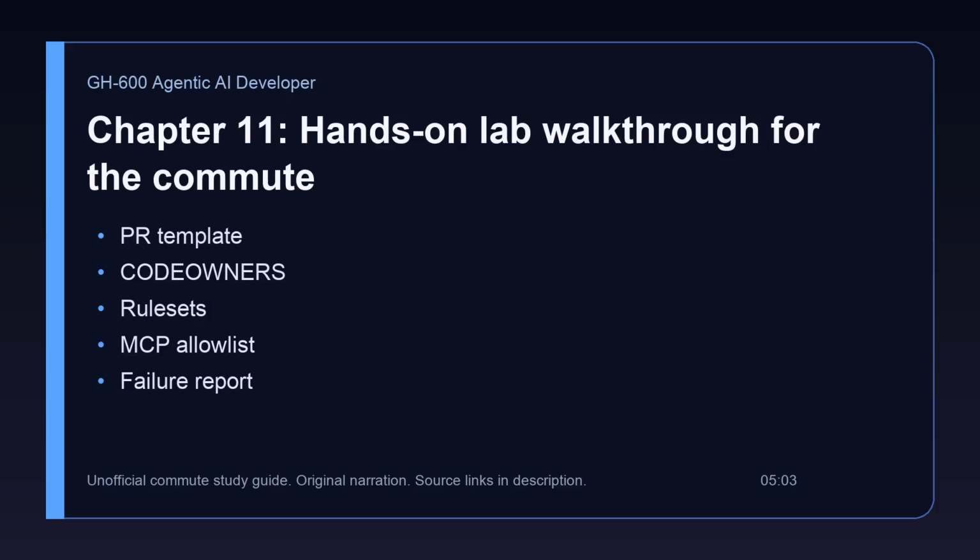The names do not matter. The risk logic does. If you can mentally build those 10 labs, you understand the exam better than someone who watched 5 generic AI videos. GH-600 is about operationalizing agents in the software delivery system. The tool names matter, but the control pattern matters more.